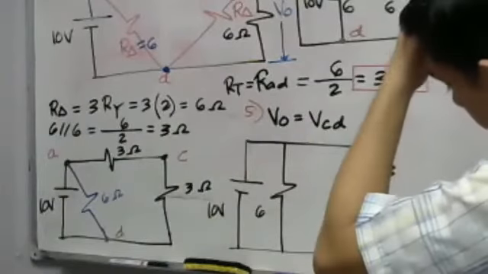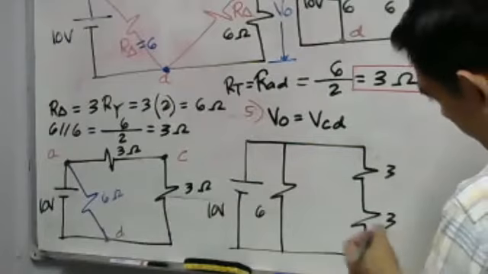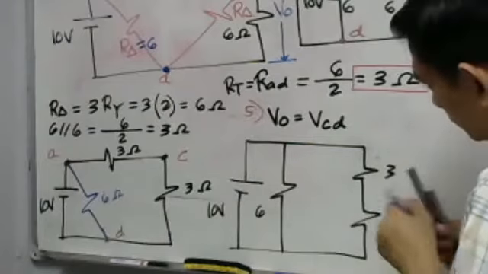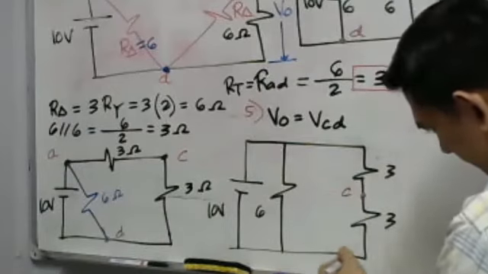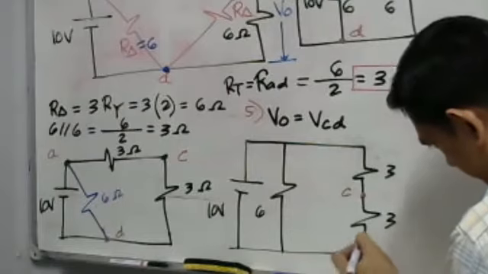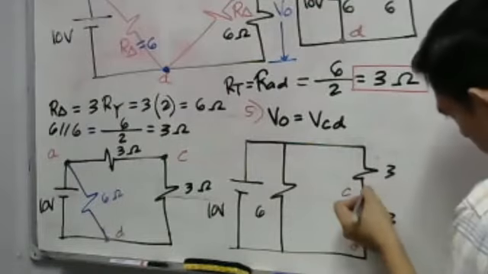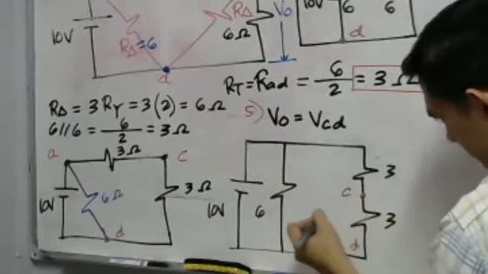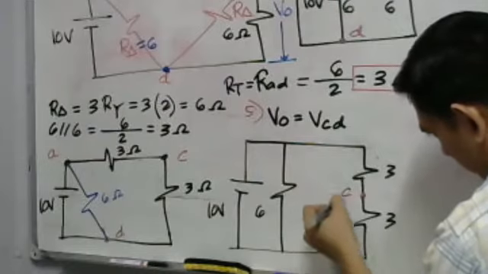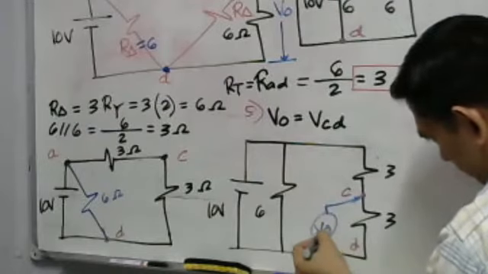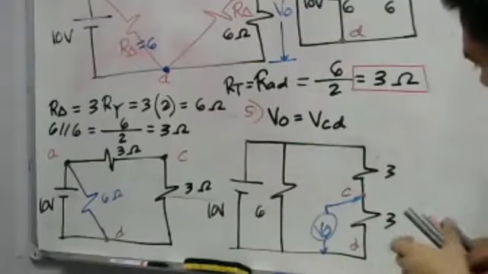Take a look here. The question is the voltage at point C. So this is considered to be our point C, right? This is point C. And this is our point D. So, how to solve this? Let's say this is our V sub O. We have a voltmeter to measure the voltage there.